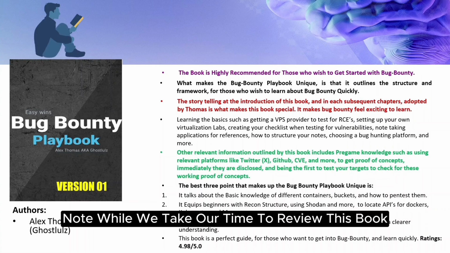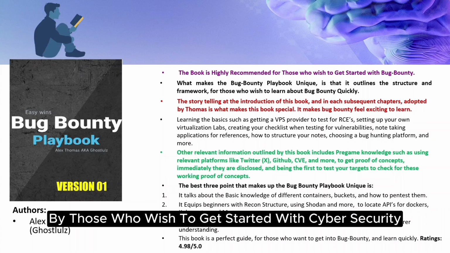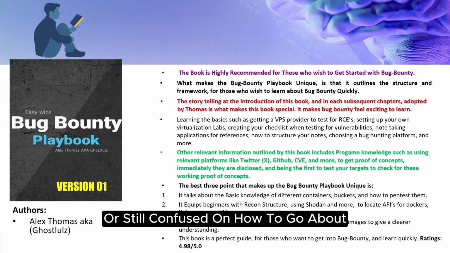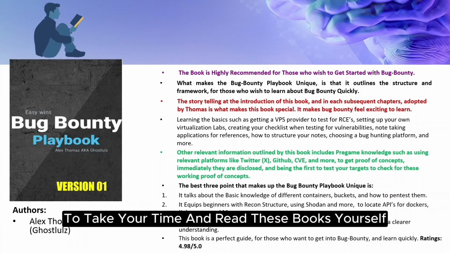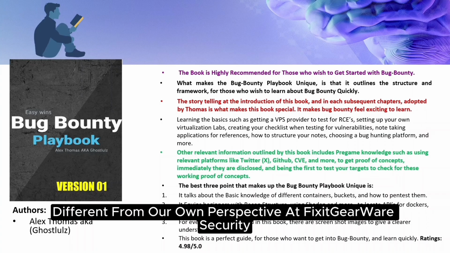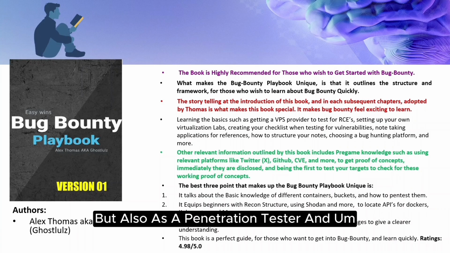On general rants today: while we take our time to review this book, our sole aim is to narrow down the confusion and information flooding commonly experienced by those who wish to get started with cybersecurity or are still confused about how to lay a good structure and foundation. So it should be your own decision, in your own best interest, to take your time and read these books yourself and learn something new, different from our own perspective at FixitGearWare Security. We hope this helps you on your career journey, not just as a bug bounty hunter, but also as a penetration tester.